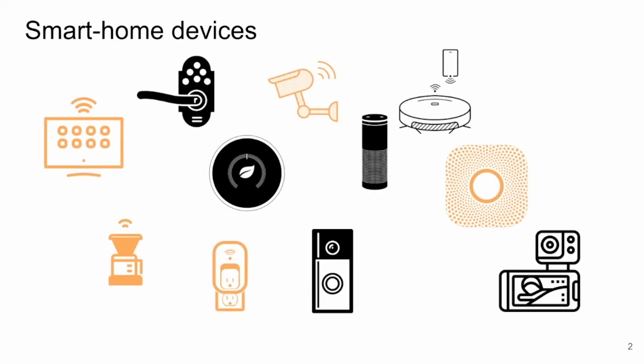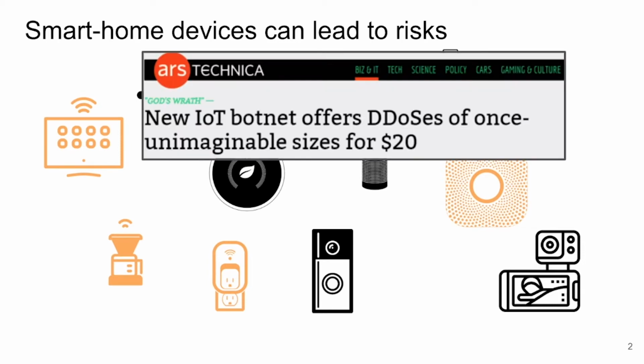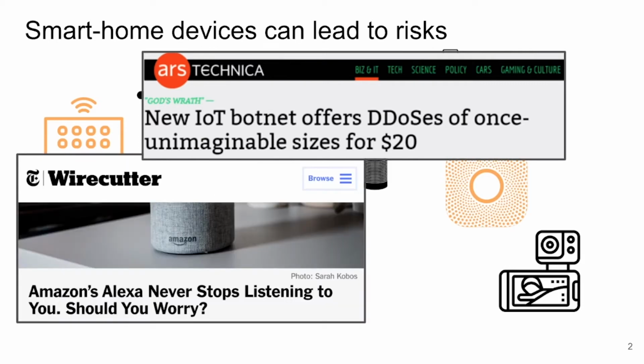But prior research and real-world events have repeatedly demonstrated the potential for these devices to lead to security and privacy harms. For example, you may have read news articles about smart home devices being co-opted into large-scale botnets, or maybe you've wondered about whether your smart voice assistant is eavesdropping on your conversations.